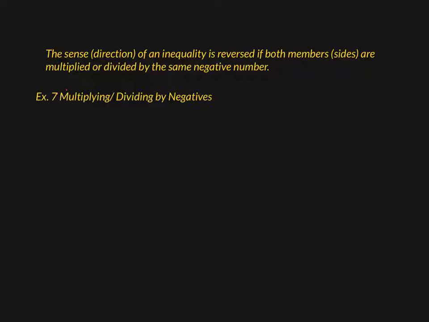All right, here's where we do change the sign. The sense or the direction of an inequality is reversed if both members or both sides are multiplied or divided by the same negative number. So example 7 talks about this. Let's say we've got 4 is greater than negative 2. And let's go ahead and multiply both by negative 3.